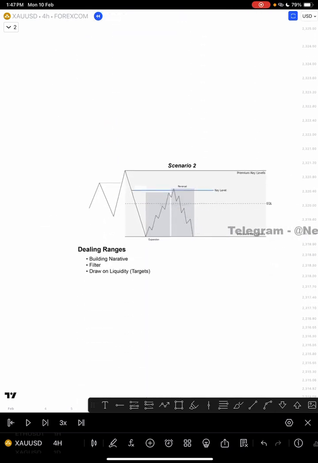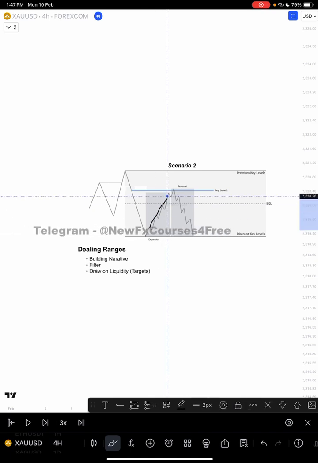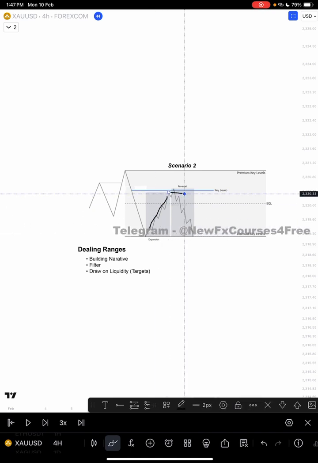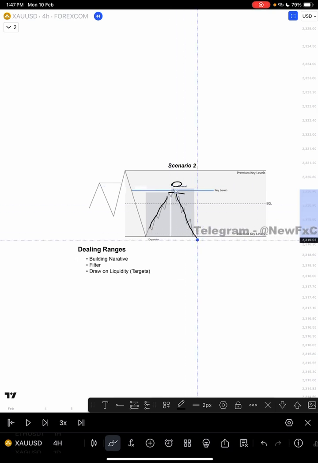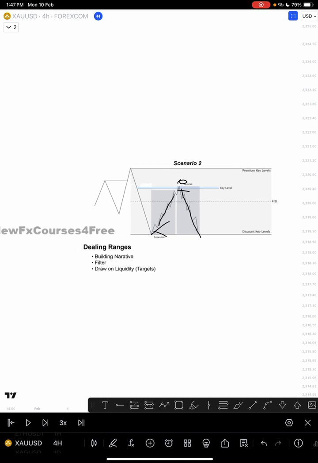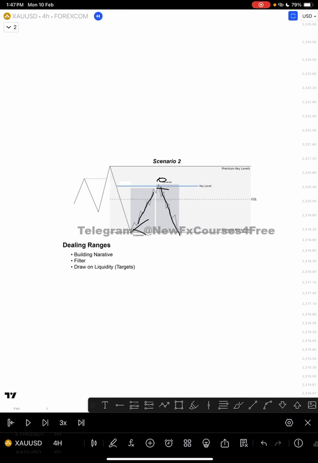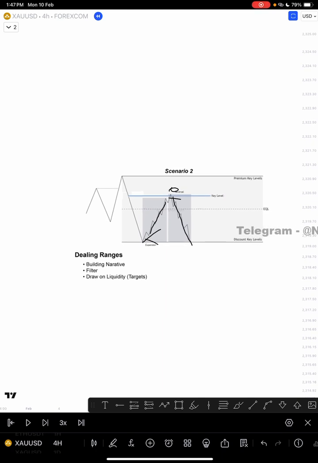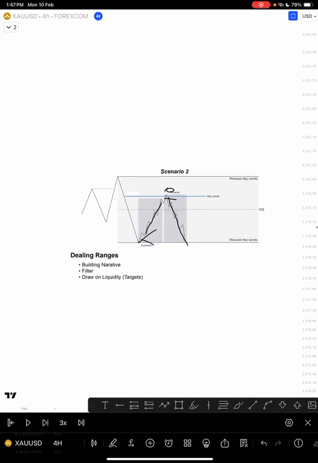Here is the second scenario, which our key level was actually on the premium region. Here, expansion into key level, turtle soup. Here, and expansion lower to our daily range low. So daily range can be used to actually build narrative, and it can be used to filter good key levels and also draw on liquidity.